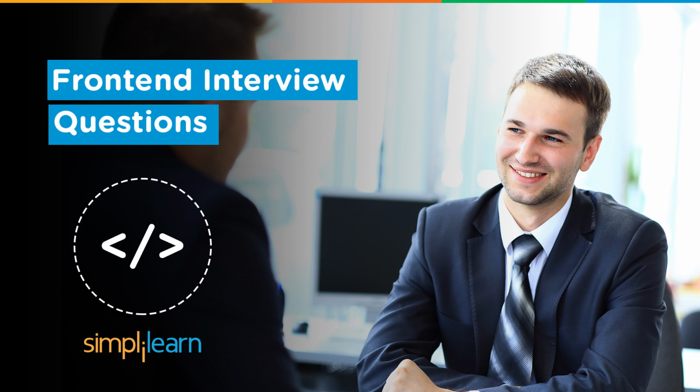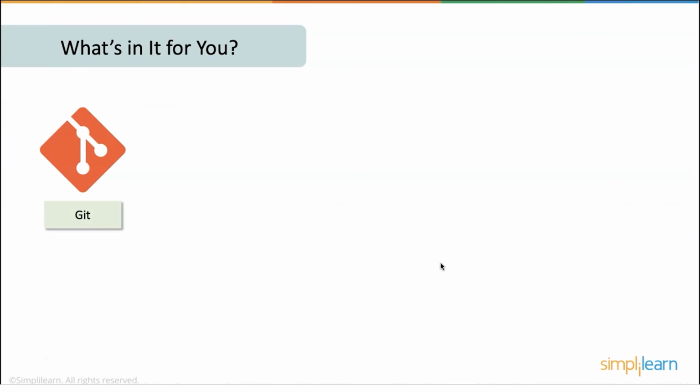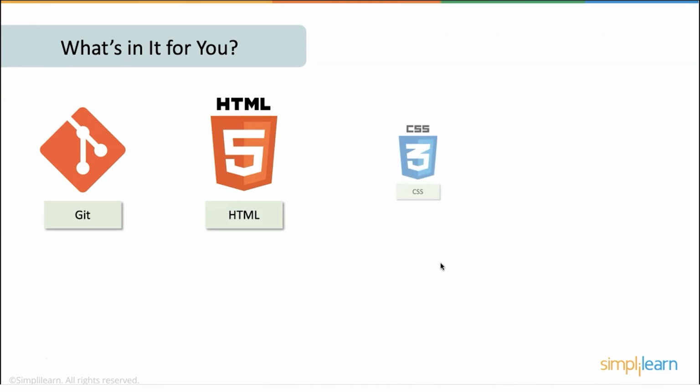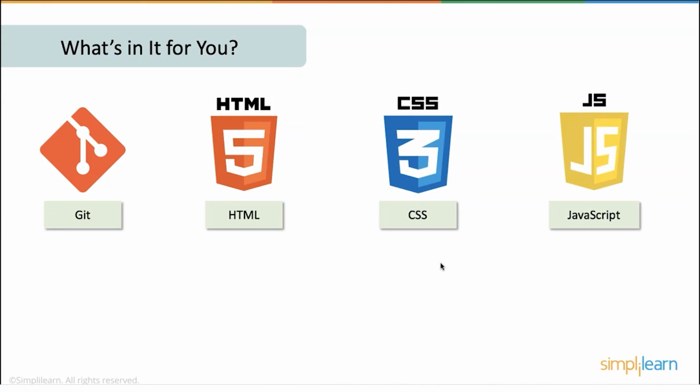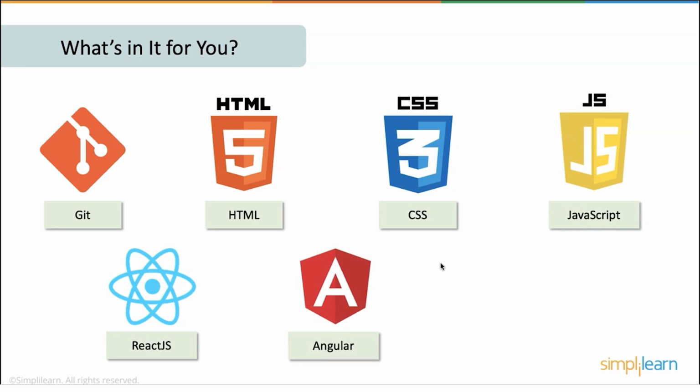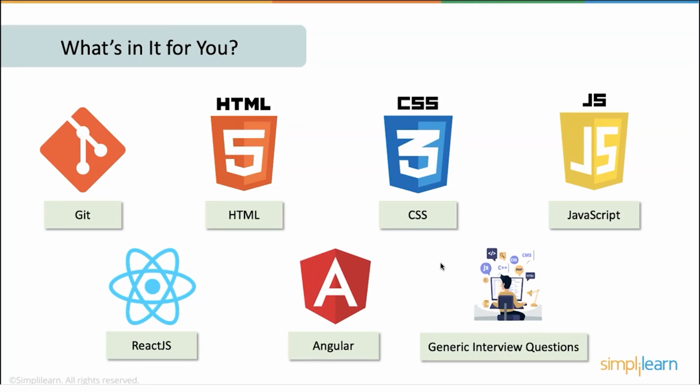So here, what is the agenda for you? We have one very common topic, the version control system, that is called Git. Second, we have HTML5. Third, it's all about CSS3. Then we talk about JavaScript. Then we have React.js, followed by Angular and generic interview questions. These six very important topics are used in web development. So people expect that you are aware of some very common questions which they usually ask. So let's get started.